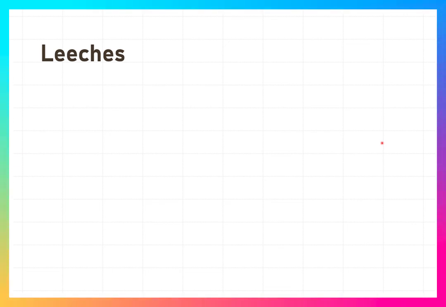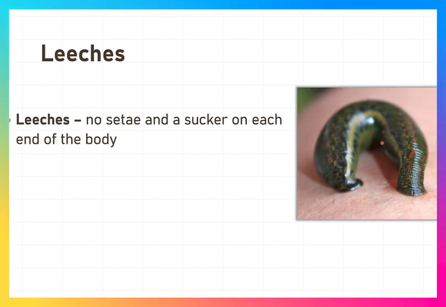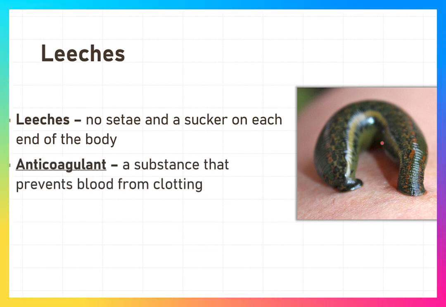Everybody knows what a leech is. A leech is a worm that can attach to and acts as a parasite. Leeches have no setae. They have a sucker on each end of their body in which they attach, and they produce an anticoagulant. The anticoagulant functions to prevent the blood from clotting that they absorb through their suction areas.